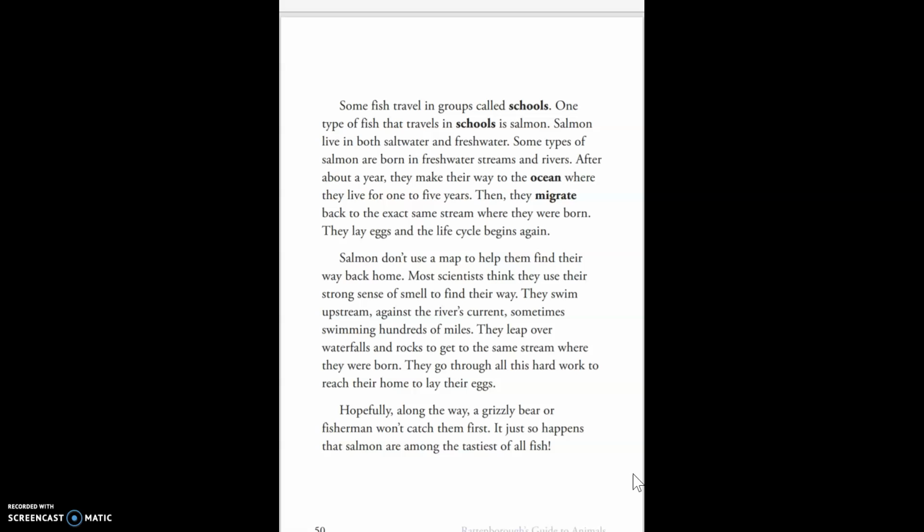Salmon don't use a map to help them find their way back home. Most scientists think that they use their strong sense of smell to find their way. They swim upstream against the river's currents, sometimes swimming hundreds of miles. They leap over waterfalls and rocks to get to the same stream where they were born. They go through all this hard work to reach their home to lay their eggs. Hopefully, along the way, a grizzly bear or fisherman won't catch them first. It just so happens that salmon are among the tastiest of all fish.